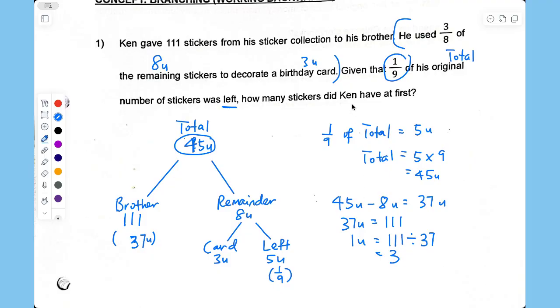How many stickers did Ken have at first? Which is 45 units. 45 units will then be 3 times 45. That gives us 135 stickers. And that's the answer to this question.